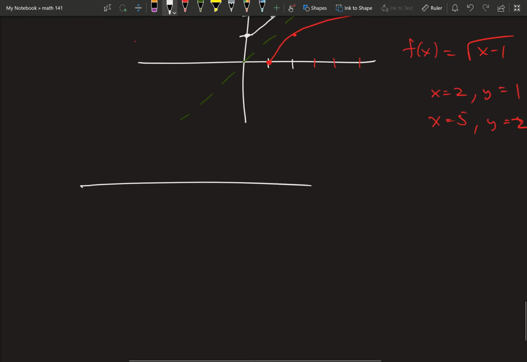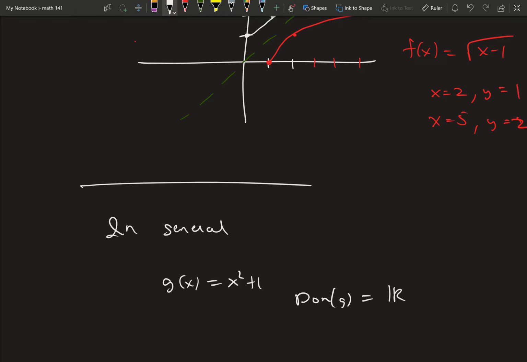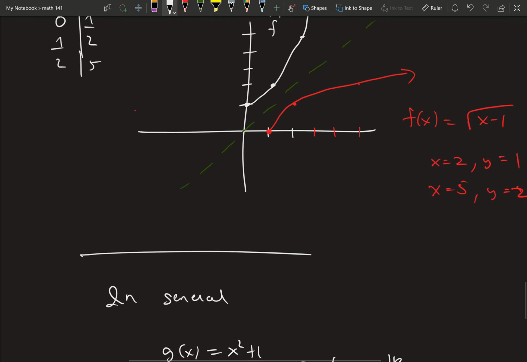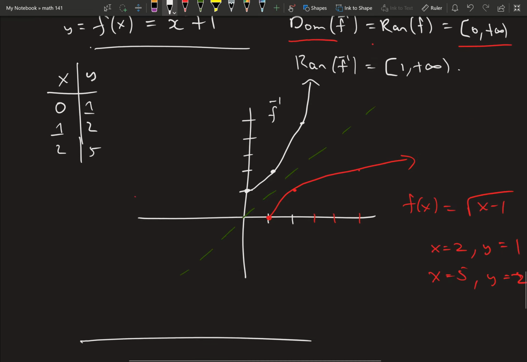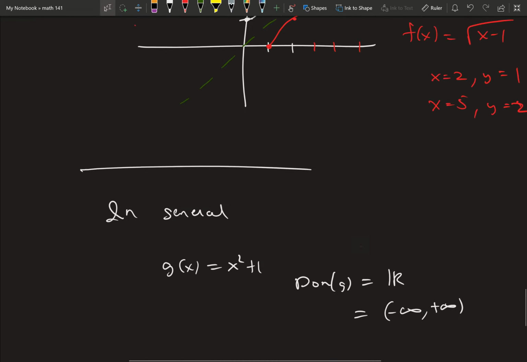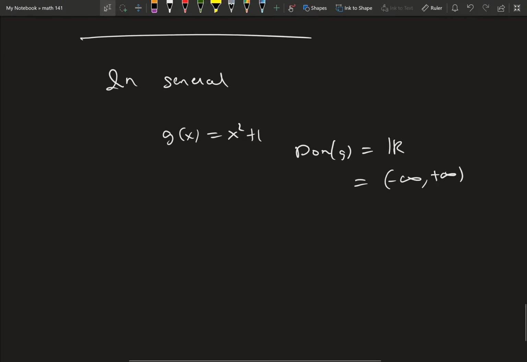In general, if we have a function, I'll call it g of x equals x squared plus 1, the domain here is all real numbers. You can plug in any number you like, whereas here, the domain got restricted to 0 to infinity. So that's an important example, that sometimes when you restrict a domain, you get an invertible function.